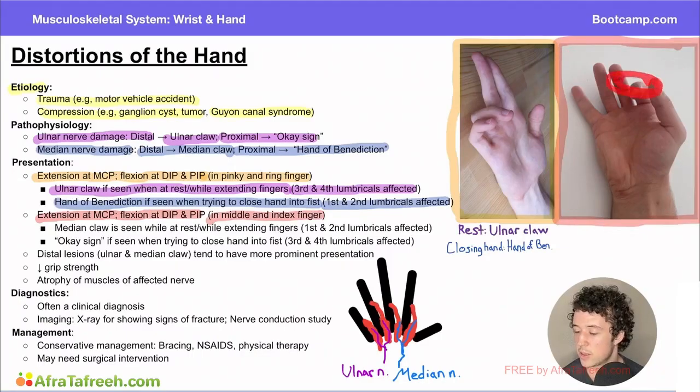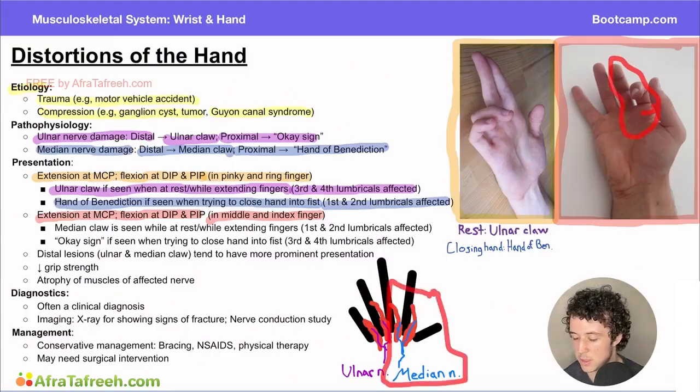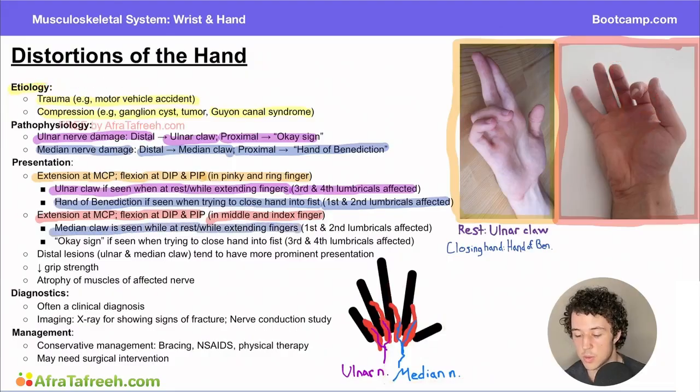We see flexion at the interphalangeal joints and extension at the metacarpal phalangeal joints in the index and middle finger. Because of this abnormality in these two fingers, we know that there is going to be median nerve injury. And so this is median claw if we see this at rest or while someone is trying to extend the fingers, because we have our first and second lumbricals affected from the median nerve.